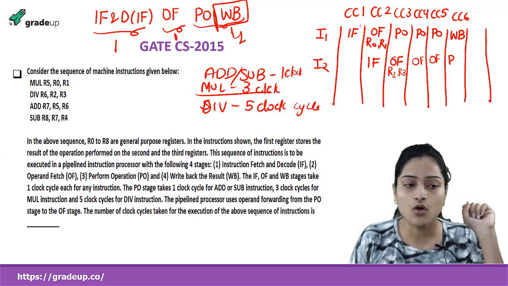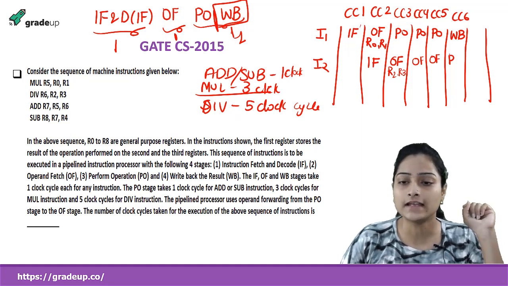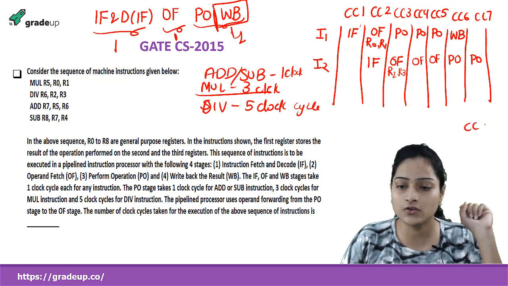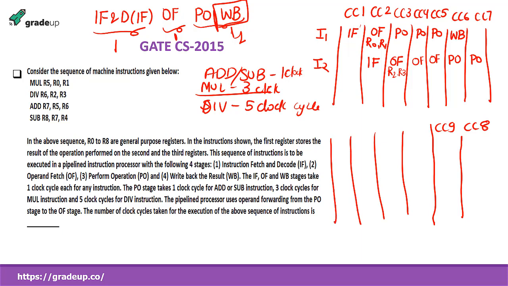See, this is the division operation, and division operation is going to take 5 clock cycles in the PO stage. Then in CC6 it will rest in PO. In CC7 again it is going to rest in PO. Now I will continue it over here. CC8, let us see. In CC8 again it is going to rest in PO, CC9, CC10 also. So now in CC11 it will move towards WB stage because your division instruction requires 5 cycles to complete the perform operation stage. So now we have completed instruction I2.